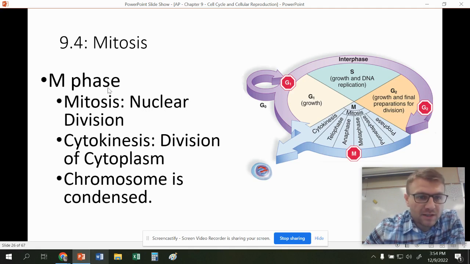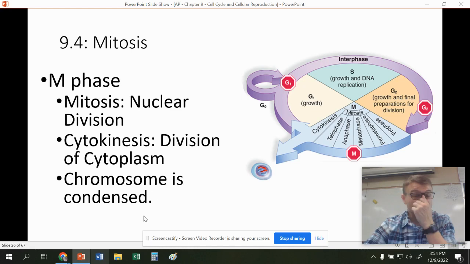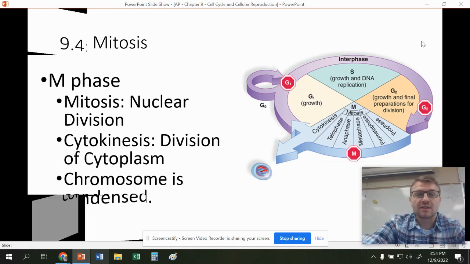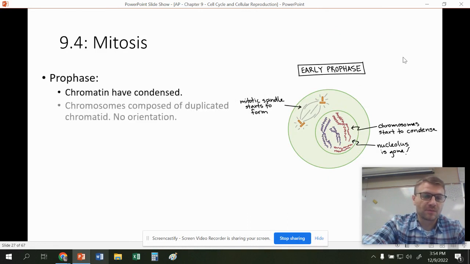Both of these are a part of M phase, but M phase is really named after mitosis, which is the important part here. So again, mitosis, nucleus divides. Cytokinesis, this is when the cytoplasm divides. And yes, this is when we finally condense the chromosomes. So up until this point, chromosomes are not condensed. This is when we finally condense the chromosomes.